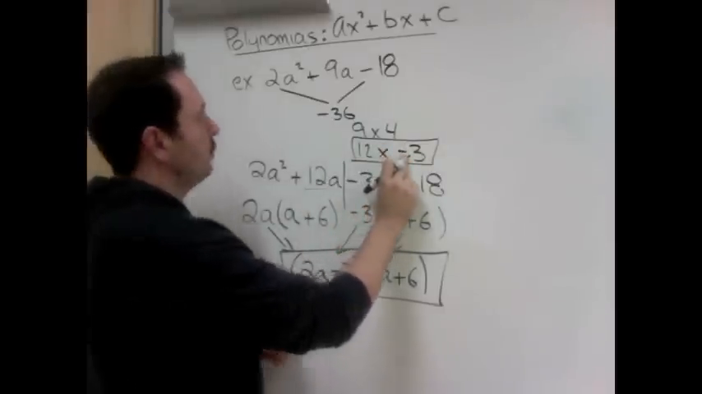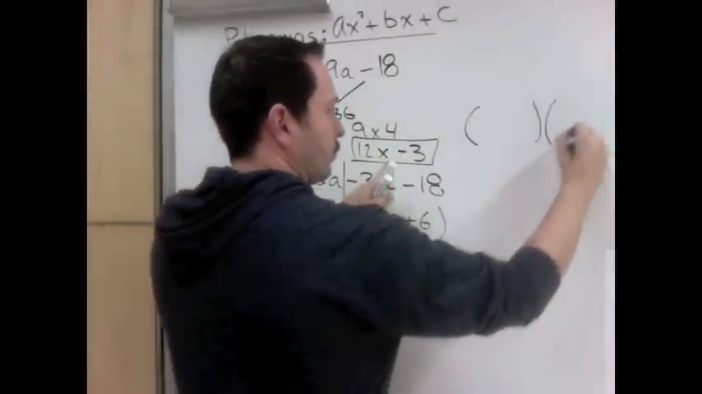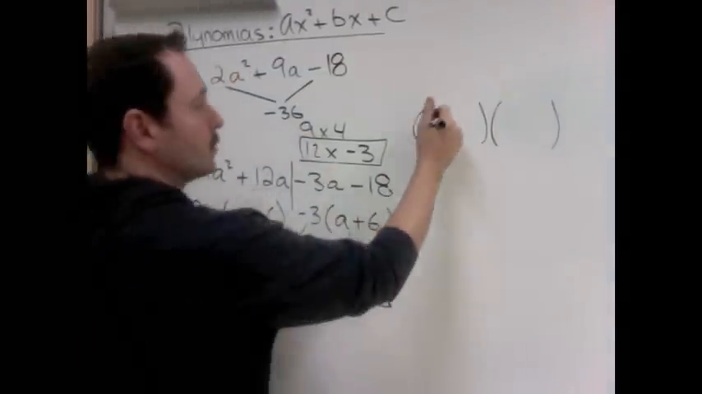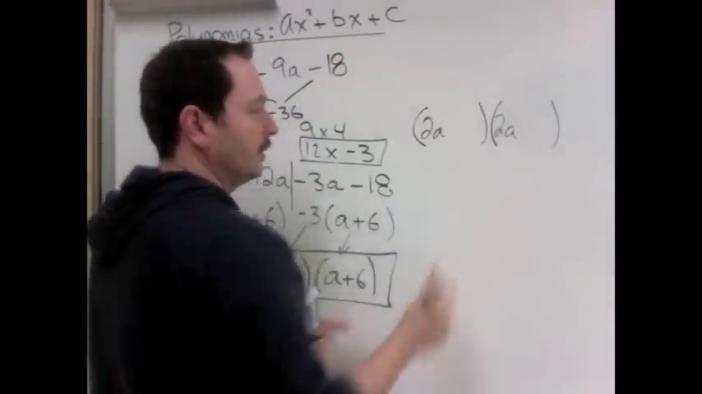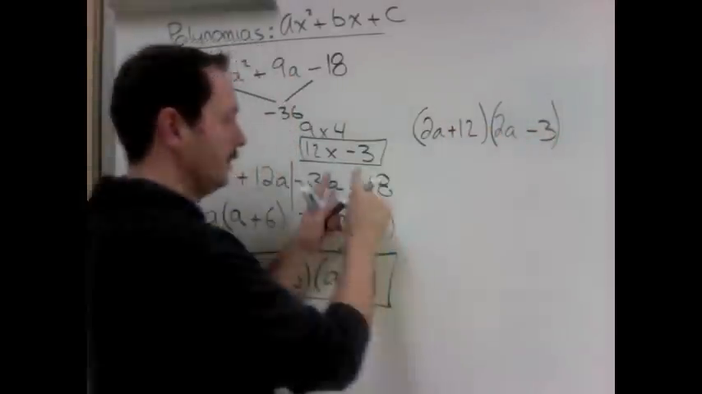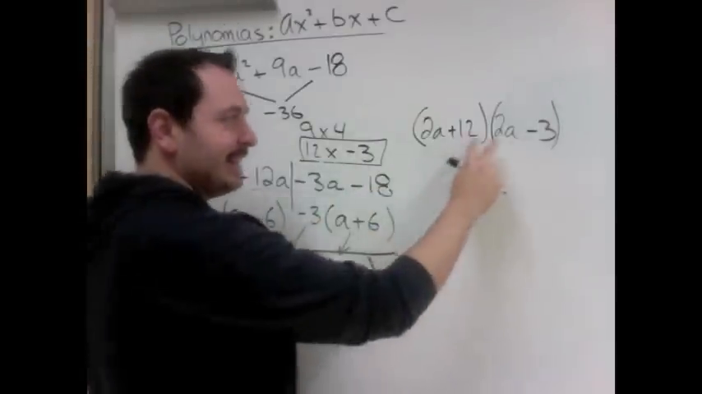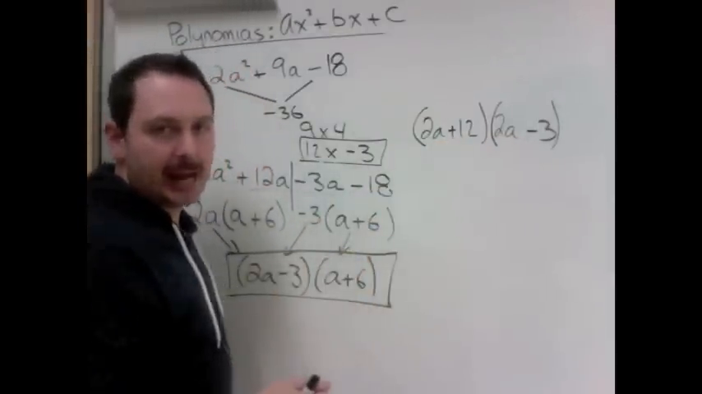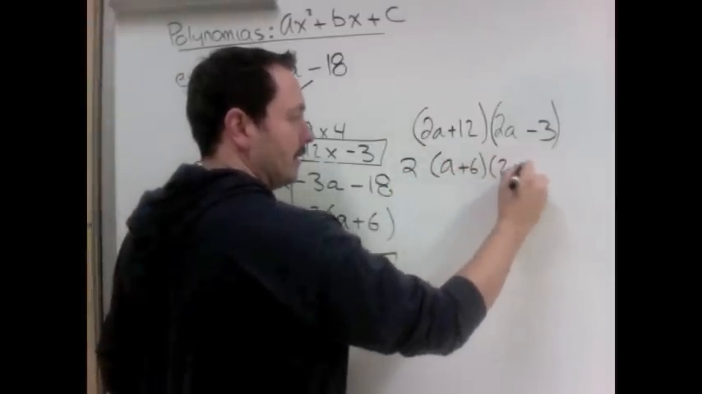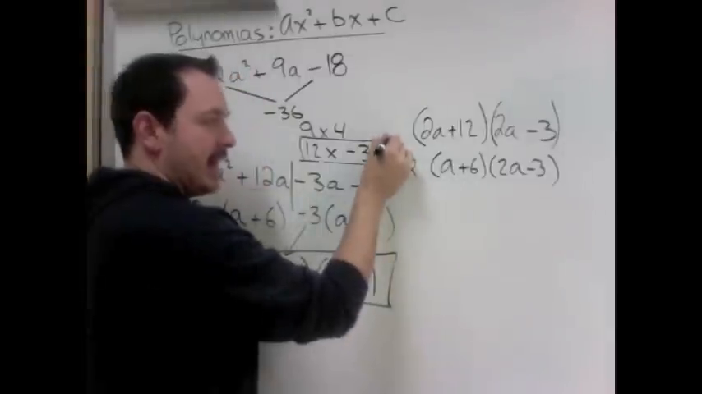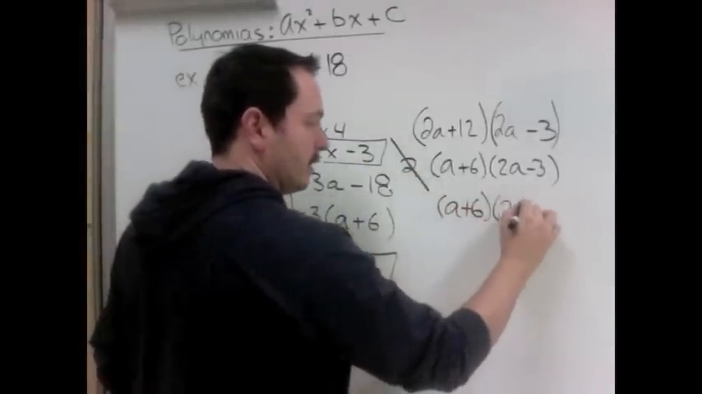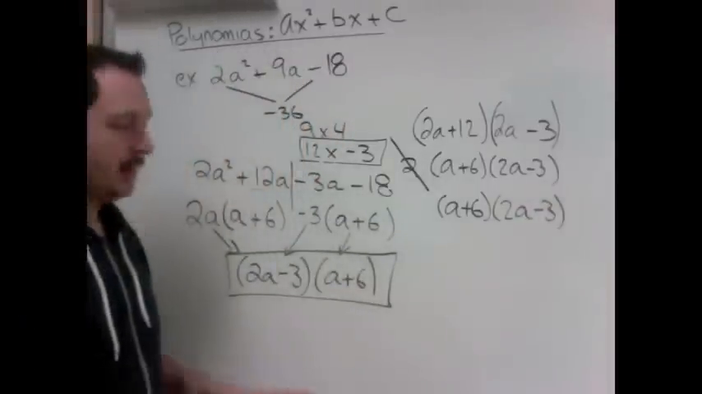If I was going to use the shortcut for this method, as soon as I have the two numbers I'm going to use, I put down two brackets, and it's a 2a squared, so I put 2a at the front of each. My two numbers, plus 12, minus 3, go at the back, and anything in common inside of a bracket has to go. 2 and 12 has a 2 in common, so I get a plus 6, 2a minus 3, and whatever came out has to go away, so I'm left with a plus 6, 2a minus 3.